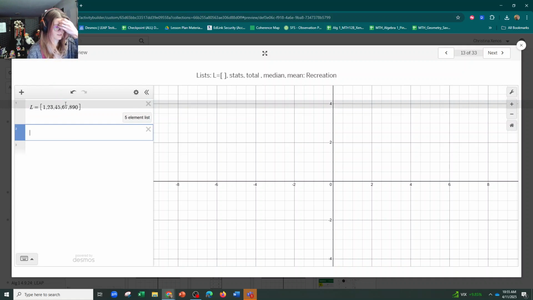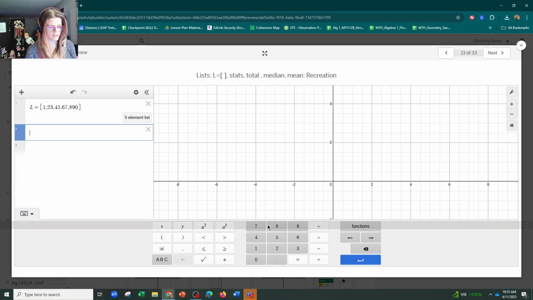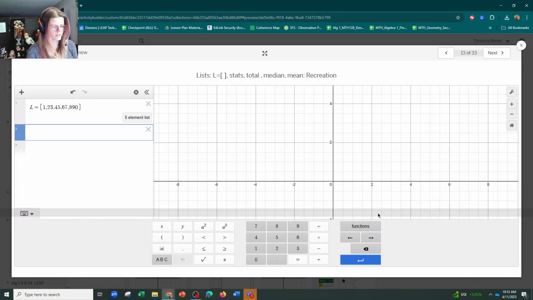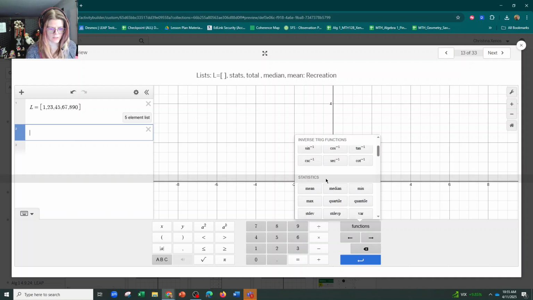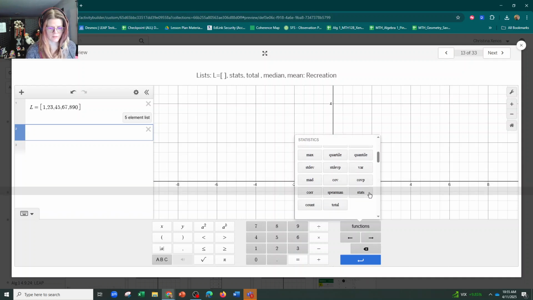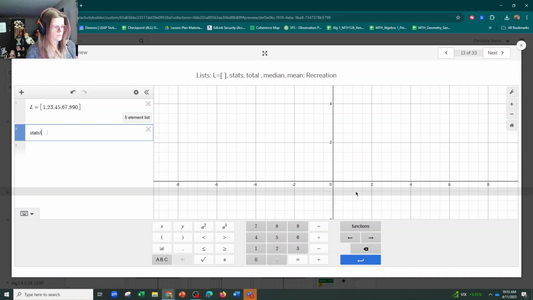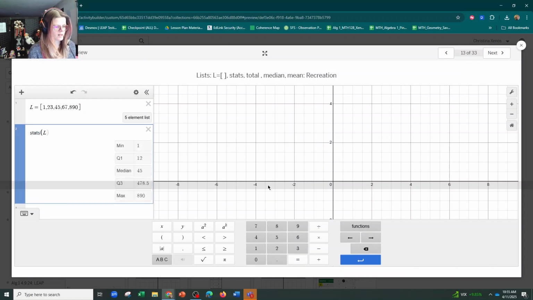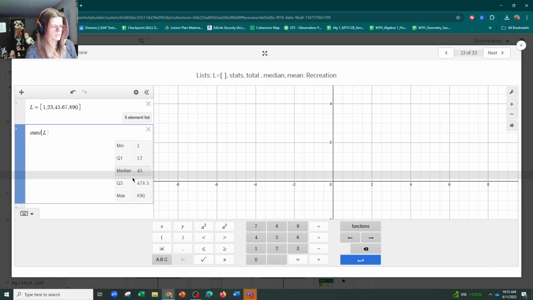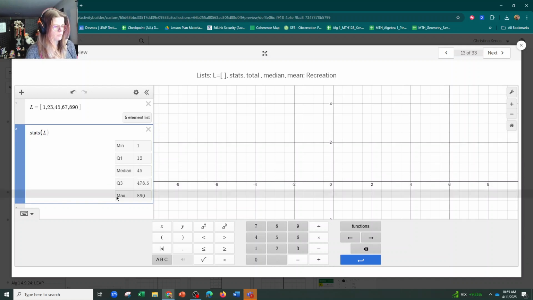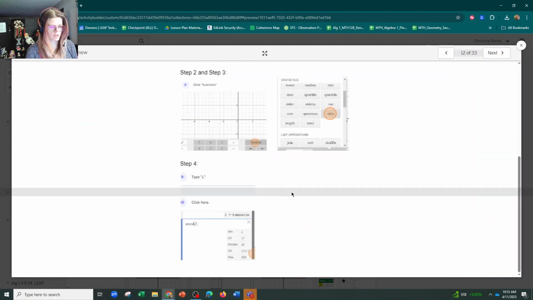And on the next slide, we're going to hit enter for the next row, and then we're going back to the keyboard calculator, functions, and then we're looking for stats, statistics right here, and we're going to hit stats in the bottom right of the statistics section, and we're going to type our L for our list. And now we have our minimum, our first quartile, our median, our third quartile, and our maximum right there for us. And we'll make sure that that all matches by going back, double checking our work.